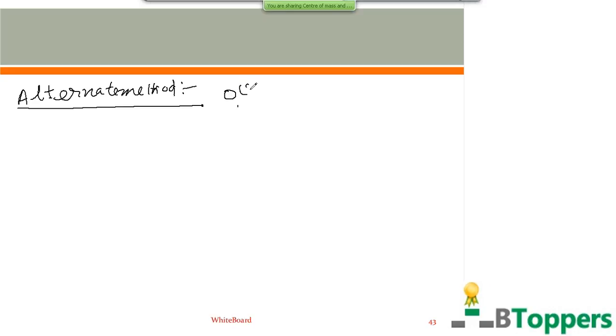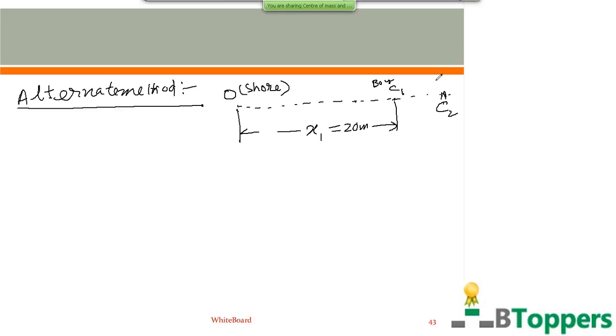We choose some fixed point at the shore as origin. Let C1 be the initial position of the center of mass of the boy, and the initial distance of the center of mass of the boy from the shore is denoted by x1, that is given as 20 meters. Let C2 be the initial position of the center of mass of the boat. Let D be the initial distance between C1 and C2.